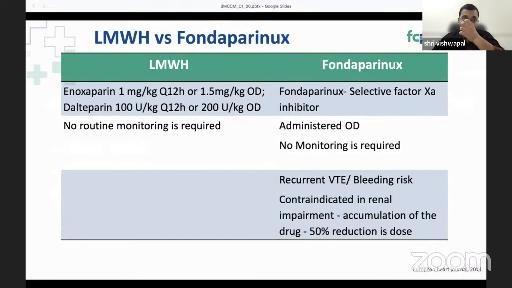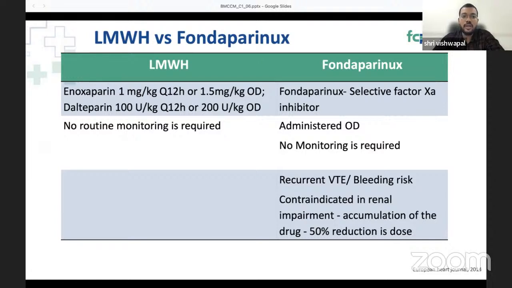So why not low molecular weight heparin and fondaparinux? Low molecular weight heparin is somewhat contraindicated in patients with creatinine clearance less than 30 ml per minute, but fondaparinux is totally contraindicated in renal impairment patients.